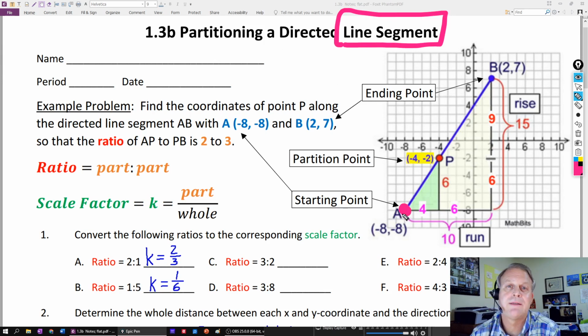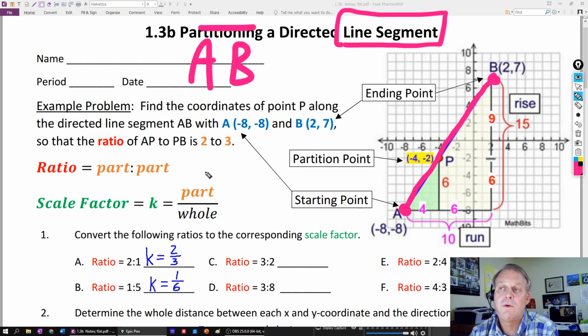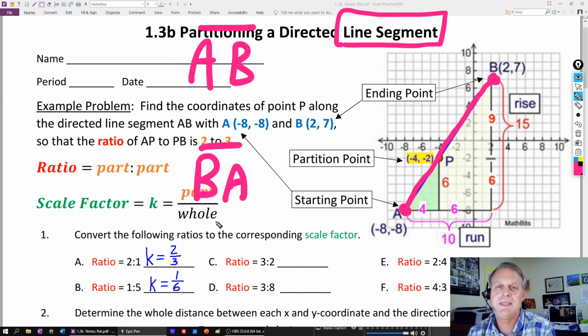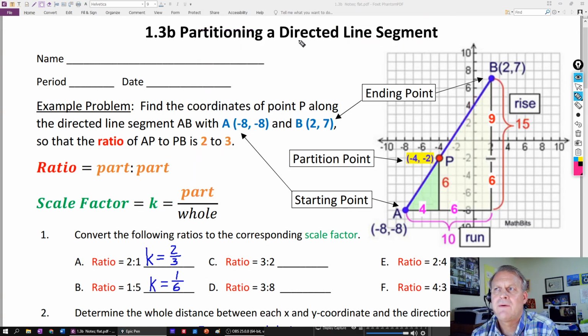Here's one endpoint at A, another endpoint at B, and this is the line segment between those two endpoints. We could say it's line segment AB, or we could also say it's line segment BA, right? It doesn't matter the order of the endpoints. But now this is a directed line segment. They're going to direct us which point to start at. So they're telling us to start at point A, and they want us to partition this directed line segment.